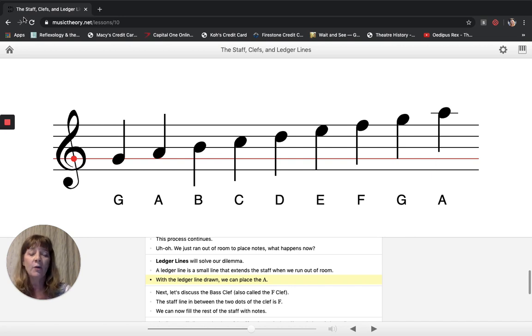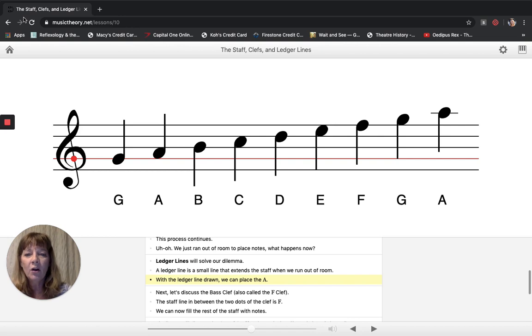We continue our spaces and lines as we add ledger lines to our staff. Ledger lines can also go below the staff as well. So if you look at this treble clef, you've got 8 notes and repeating, okay? The space below the first G there on the left is an F.